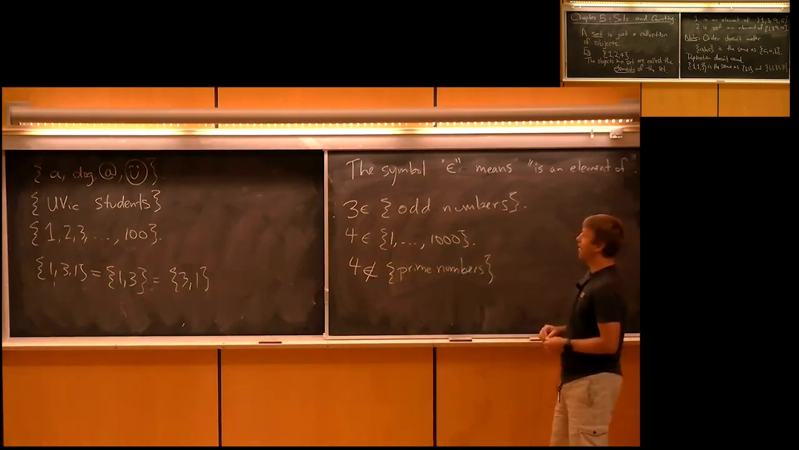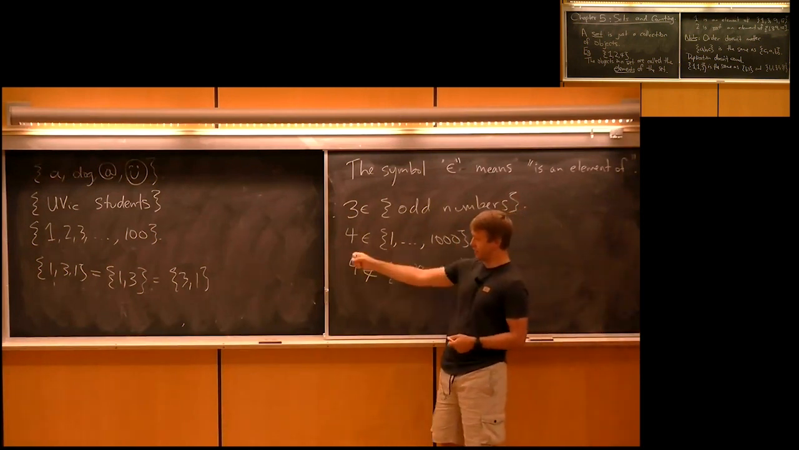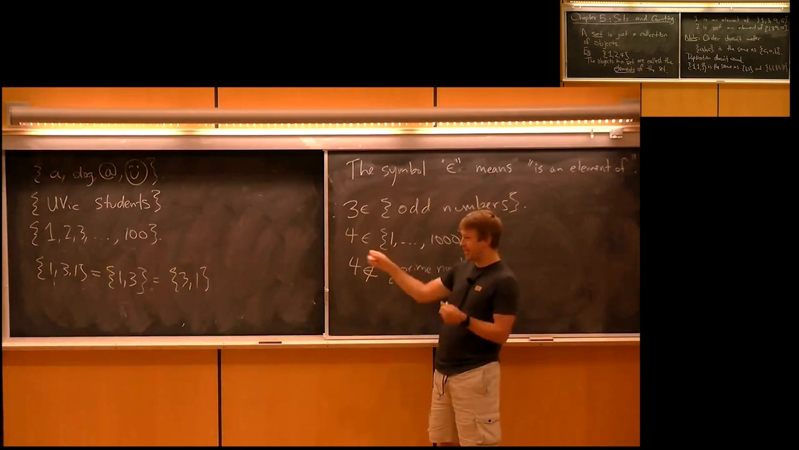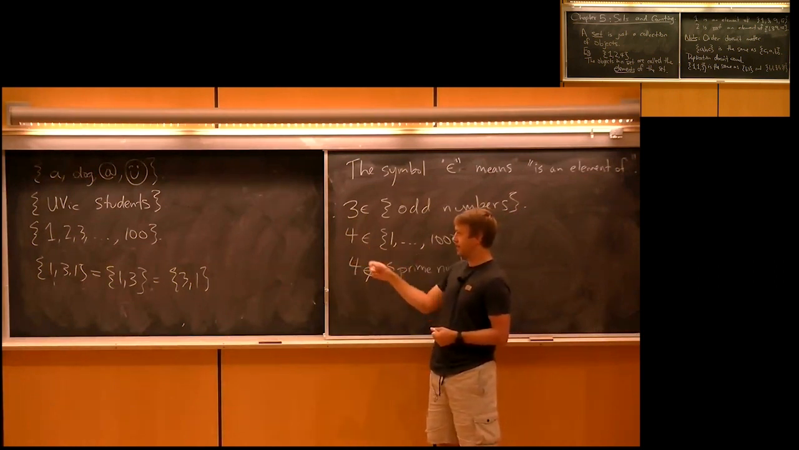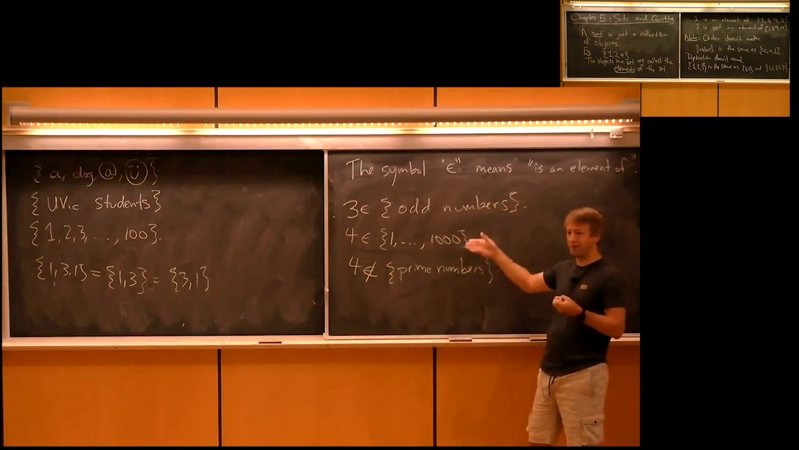Yep, it has to be not part of the set at all. So this indicates a relationship between an element and a set. When you write this, it's like a sentence: 4 is an element of this set.